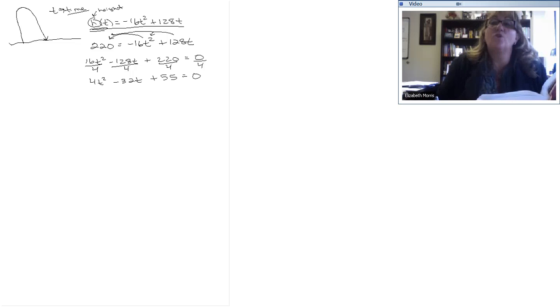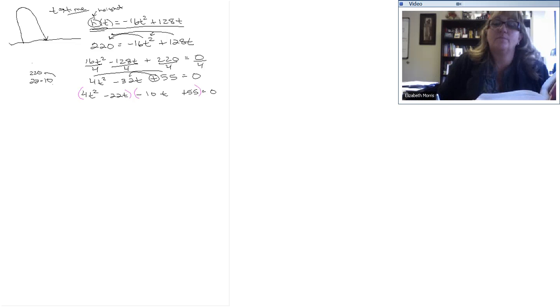Now, the worst part is we have to figure out how to factor this. So we have to multiply 4 times 55, and we get 220. Now, what factors of 220 add up to 32? Well, does 22 times 10 give me 220? Yes. And does 22 plus 10 give me 32? Yes, it does. So I can rewrite this. To get a negative 32, I need a negative 22t and a negative 10t. Now, once you do that, you have 4 pieces.